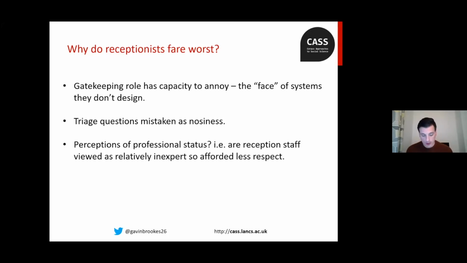We also wondered if perceptions about professional status was a factor. So receptionists are not seen as medical experts, and they aren't able to heal or cure you in the way that a doctor can. So perhaps because of this, a rude receptionist would be given less respect and less leeway than, for example, a rude doctor.